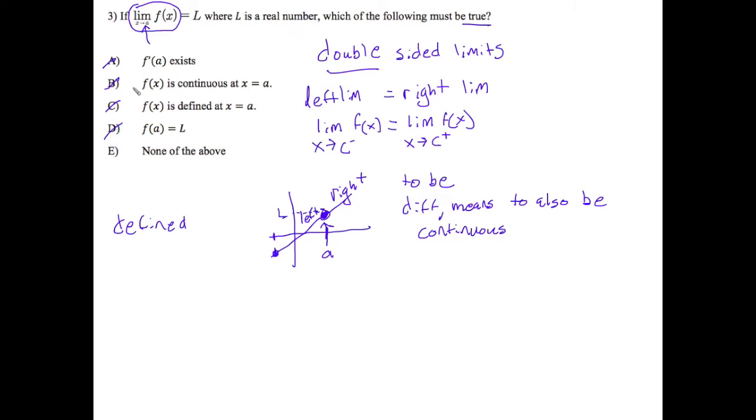It's not D. And again, my logic applies here. If I have a giant hole in the graph, f of a does not necessarily have to be L. It might not even be defined. It might be up here. It's definitely not equal to L there. That could be like 17, and L could be 4. It's not equal to L. Not necessarily. It could be, but not necessarily. So the final answer is E, all of the above.